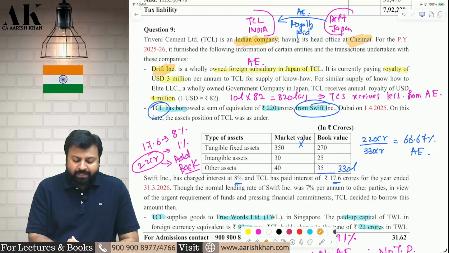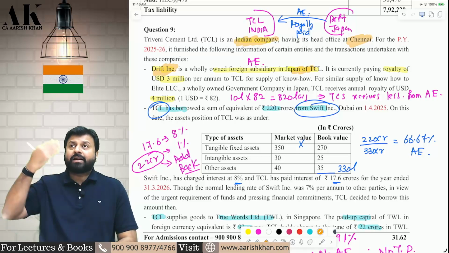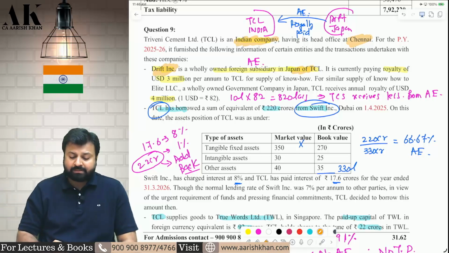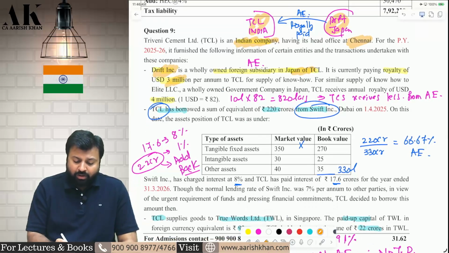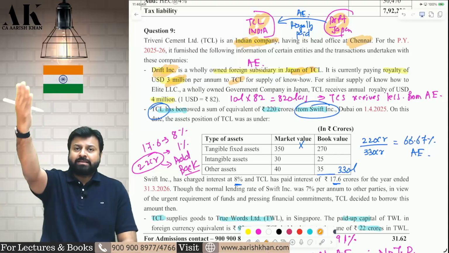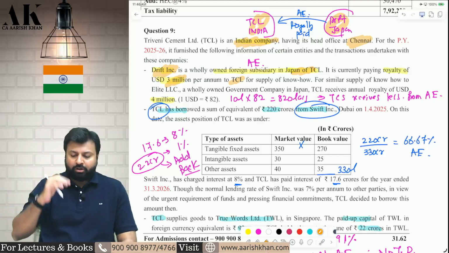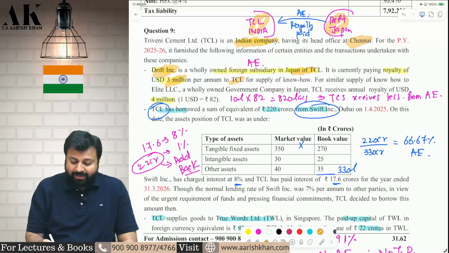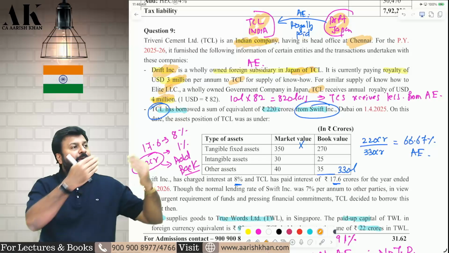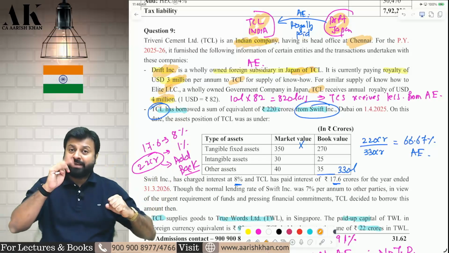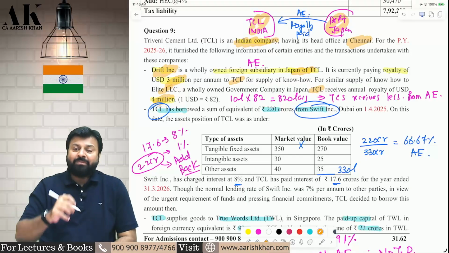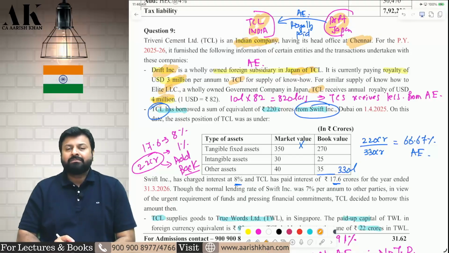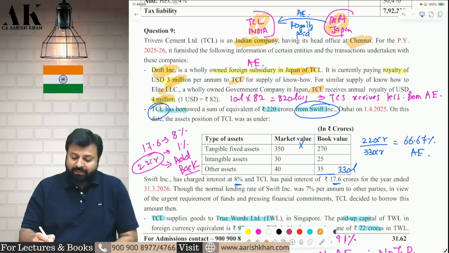Now, there is a foreign subsidiary Drift Inc. which is of Triveni. Therefore, that Drift Inc. and Triveni are what? Associate enterprises. Now, Drift is paying some royalty of $3 million to Triveni. So, Triveni is providing some services. Drift is paying royalty of $3 million to us, whereas Triveni is receiving royalty from others at $4 million. So, I am Triveni, from associate enterprise Drift Inc. I am taking $3 million, but from others, I am taking $4 million. From associate enterprise, I am taking $1 million less. $1 million means 10 lakh. $10 lakh less I am taking. Therefore, that much I have to add back.